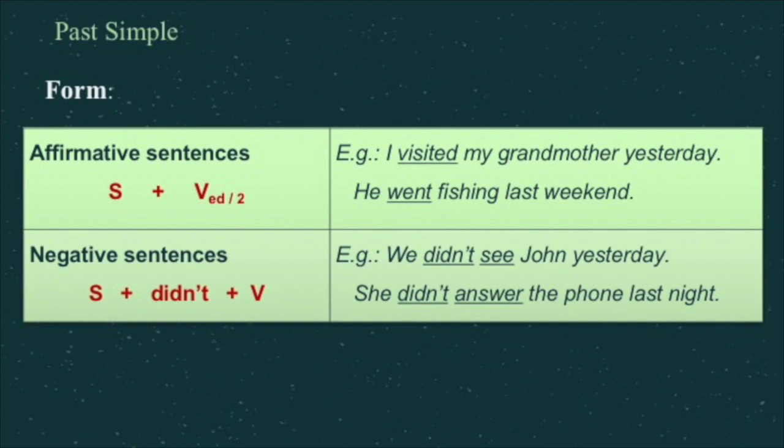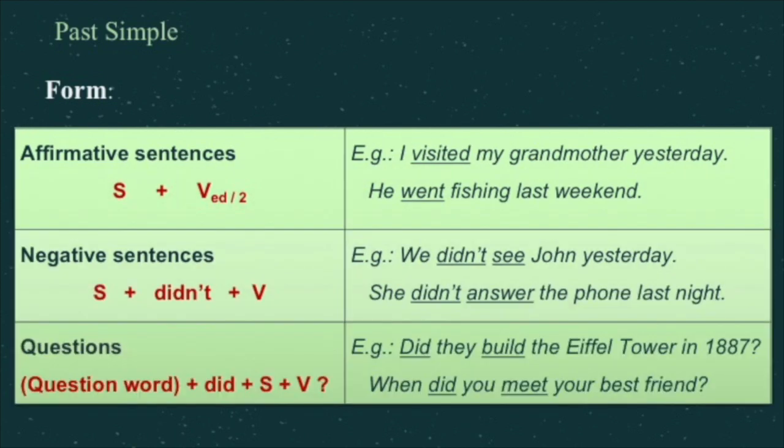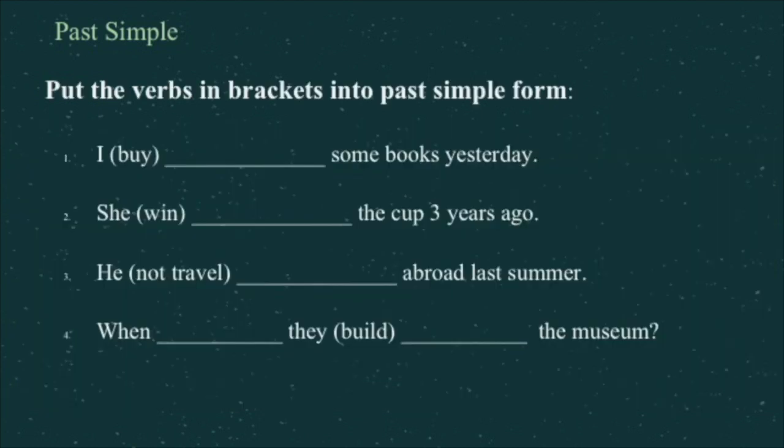In negative sentences, we just need to use didn't and then a verb pair. For example, we didn't see John yesterday. She didn't answer the phone last night. And to make questions, you use the auxiliary verb, trợ động từ, did before a subject and then a verb pair. For example, did they build the Eiffel Tower in 1887? When did you meet your best friend? Now, let's pause the video and complete the sentences on the screen.